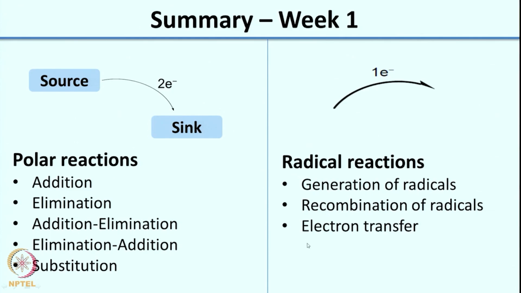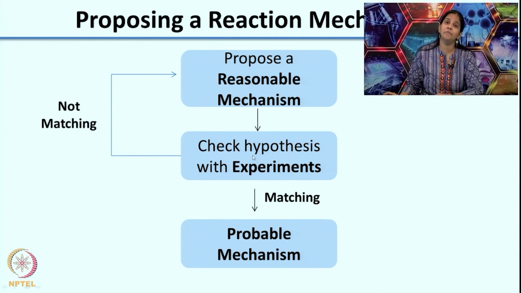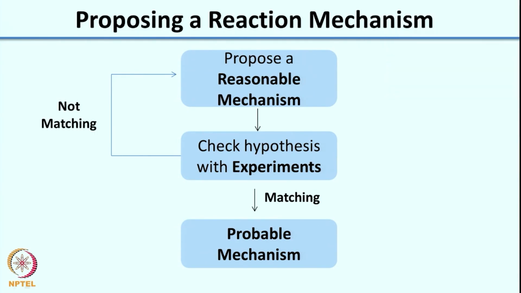We also looked at some problems where you were made to write reaction mechanisms for polar reactions or radical reactions. Now, coming back to what we had started off with in the beginning of this course: what I told you is that in this course you would be able to propose a reasonable reaction mechanism, and then check the hypothesis by designing experiments. You can propose anything you want, but to ensure that whatever you have proposed makes sense, you would need to prove it using suitable experiments.